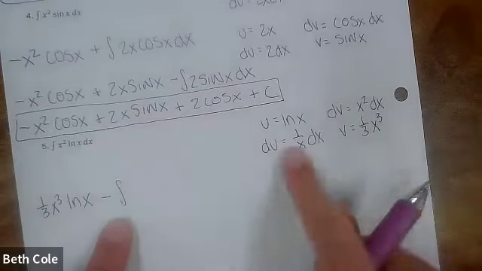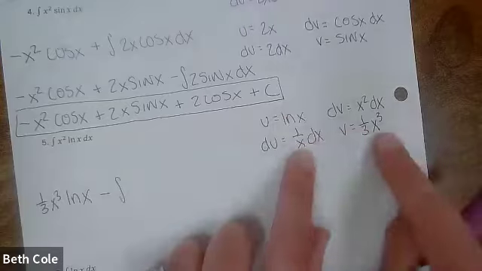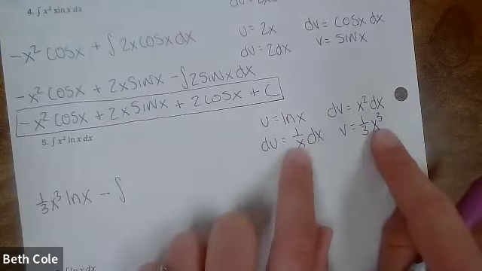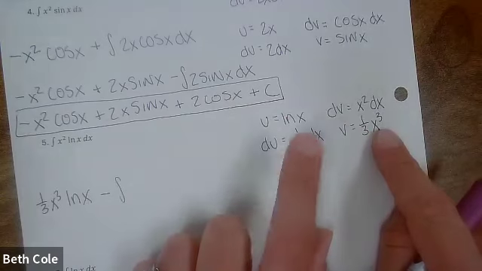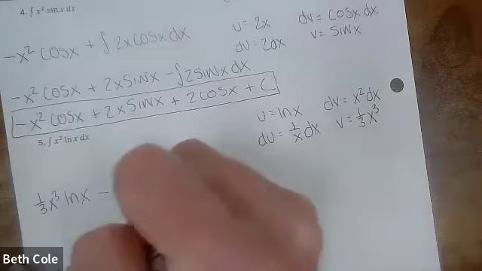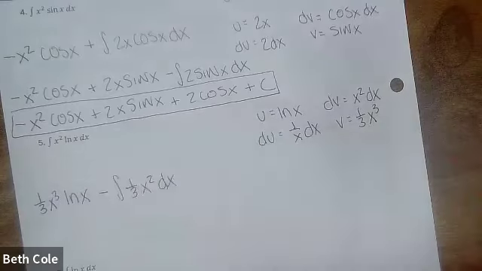Integral. And now watch what happens here. We're going to multiply these together. But this is why we did it this way. Do you see how this is x cubed and we're multiplying by 1 over x? It's actually going to be x squared. So we've got a 1/3 x squared dx. And then one more step.